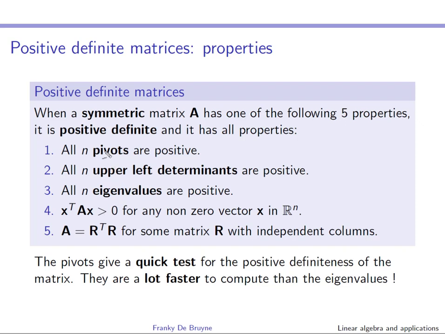And there were several ways to establish if a matrix is positive definite or not. You can work with the pivots, compute the pivots. If they are all positive, the matrix is positive definite. You can work with the eigenvalues. This is probably a little bit more complicated. If they are all positive, then the matrix is positive definite. Or you can also compute the upper left determinants. If they're all positive, well, the matrix is positive definite. If this comes as a surprise, well, you should go back to this course of linear algebra.